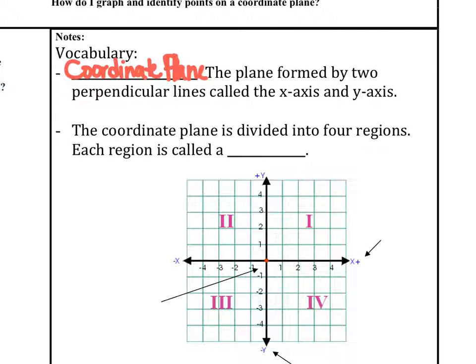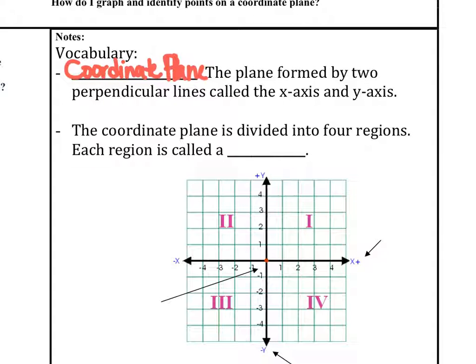A coordinate plane is the plane formed by two perpendicular lines, which means they meet at 90 degrees, called the x-axis and the y-axis. You have a picture right here. It's what we use for graphing points. So if it's got an x-axis, a y-axis, and a grid, it's called a coordinate plane.